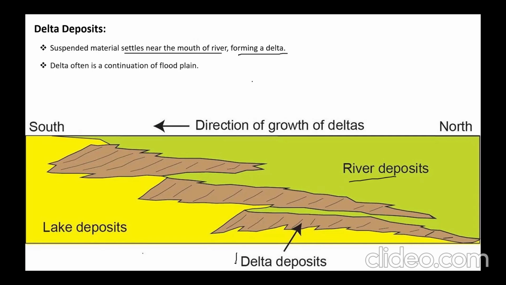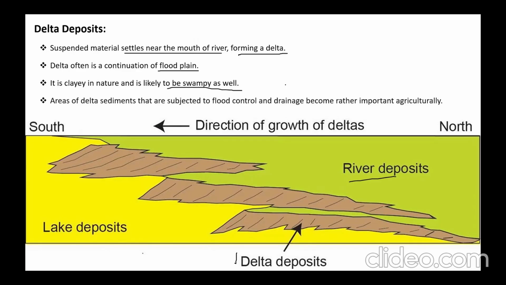A delta is often a continuation of the floodplains. Sometimes it looks like a continuation of the floodplains. It is clay in nature and likely to be swampy as well. As it is clay in nature, there will be some swampiness. Areas of delta sediments that are subjected to flood control and drainage become rather important in agriculture. So these delta regions or delta deposits are very important, as flood control and drainage make them very valuable in agriculture.